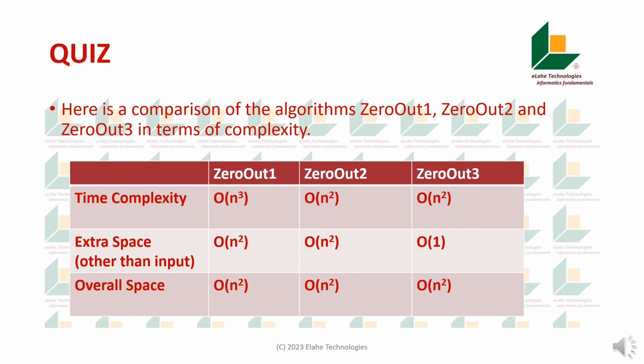Comparisons of the algorithms are shown in the table. From zeroOut 1 to zeroOut 2, we managed to improve the time complexity by an order of magnitude to order n square. From zeroOut 2 to zeroOut 3, we shaved the requirements of the extra space from order n square to order 1.